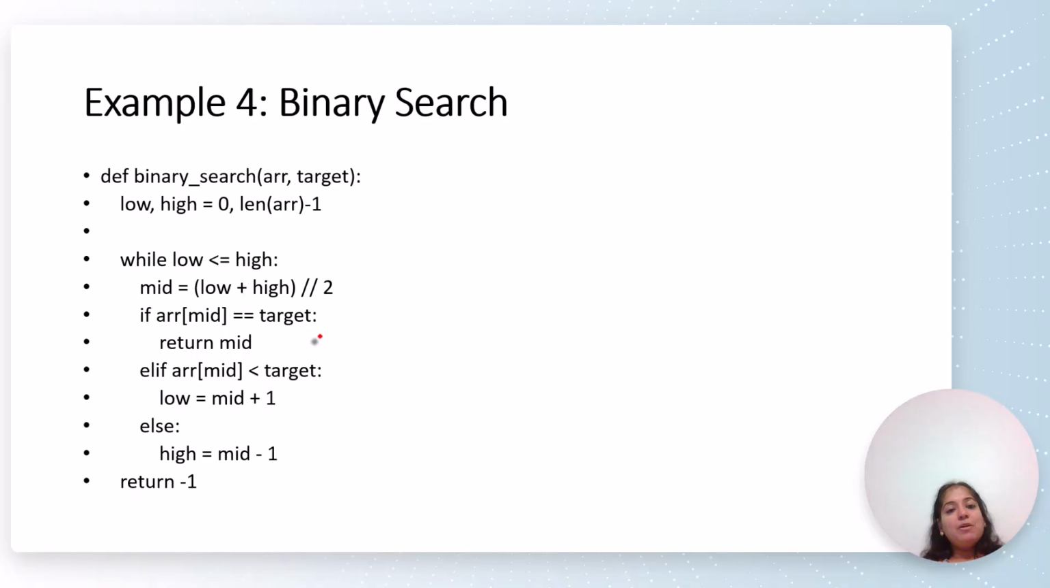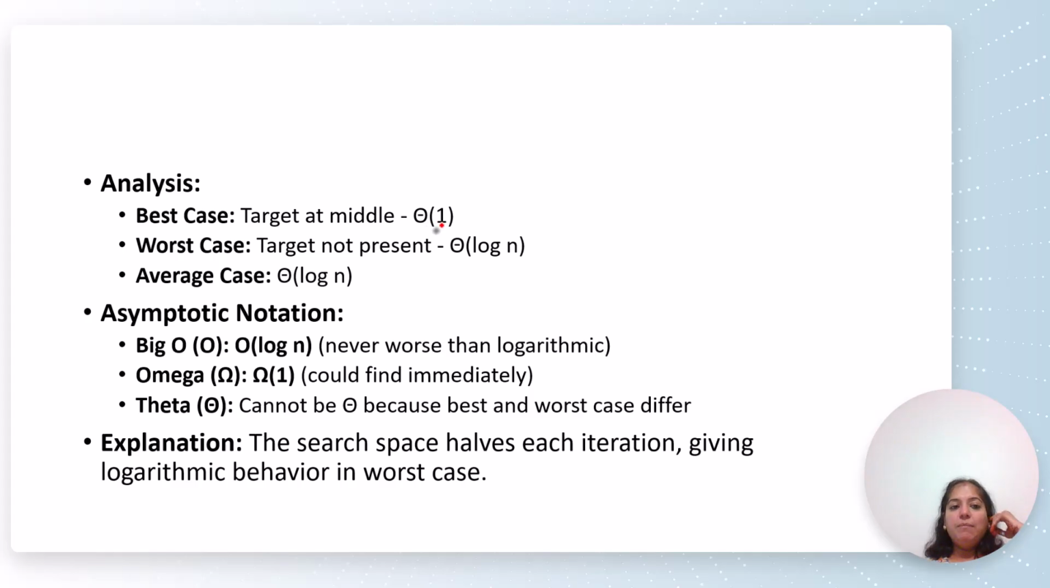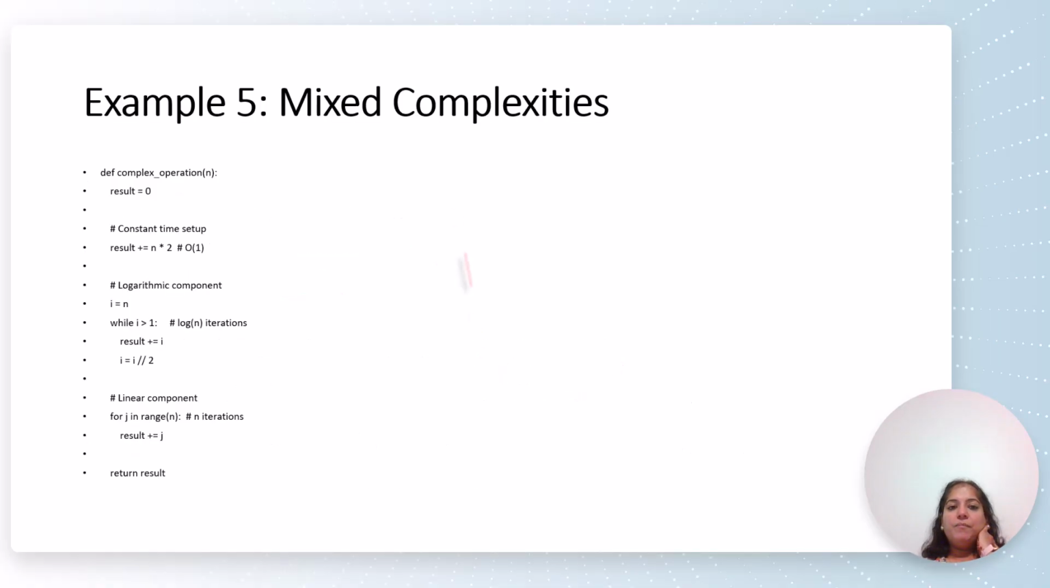Then this is the example of binary search, in which we halve our array every time. We divide our array in half every time. So finding the element at the first attempt is big O of 1, that is the best case. In the worst case, the element is not present, so that will be theta of log n, and the average case will be theta of log n.